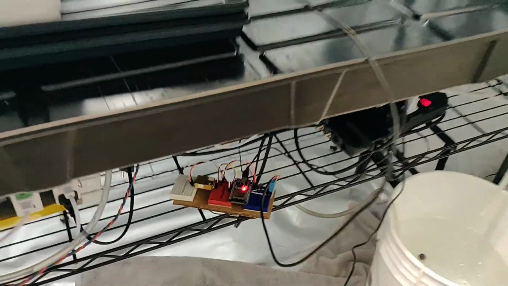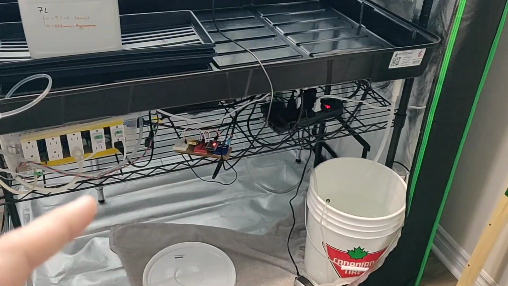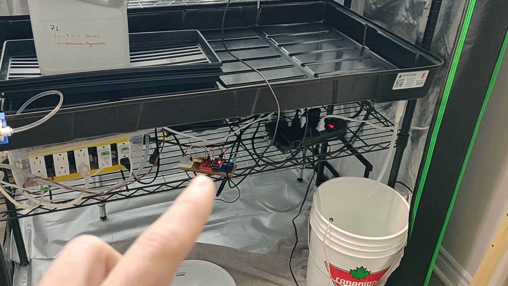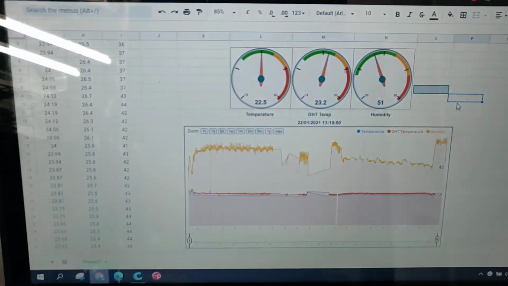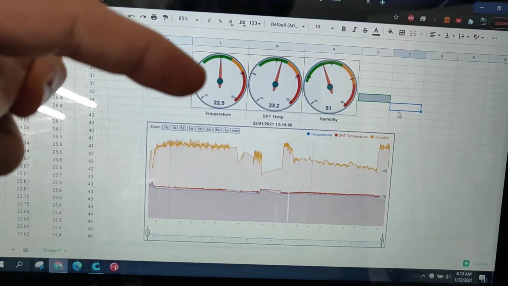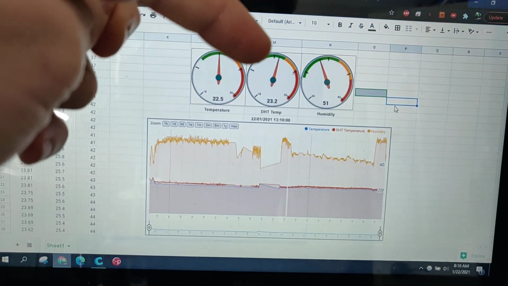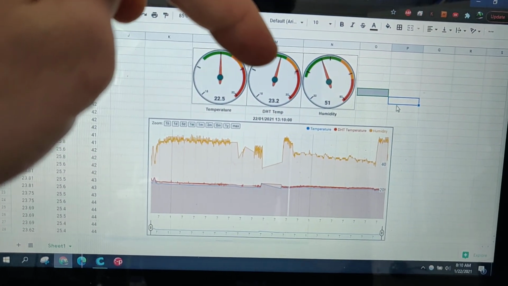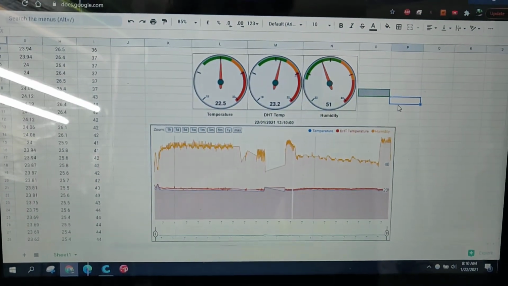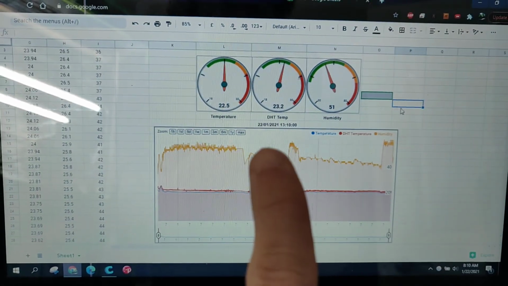So I'm not gathering the data on CO2, but both temperature sensors and the humidity are being logged and, through the internet, sent to a Google Sheet. And here we have an overview of what I'm seeing. So we have this, the temperature probe with the long wire. The DHT temperature is from the blue monitoring device, and here we have the humidity. These dials are live fed.